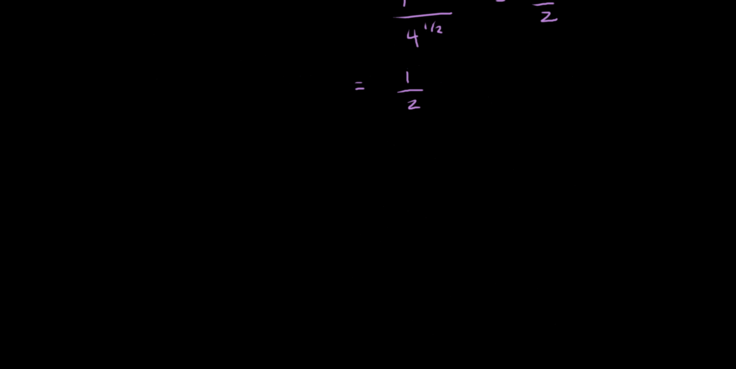Okay, let's try one that's not as easy. So if I had 1 over 27, all to the negative 4/3. All right, we've got a lot going on. One, the base is a fraction. We have a negative exponent. The exponent is rational, and not only is it rational, but the numerator of it is bigger than the denominator. But we can handle this.